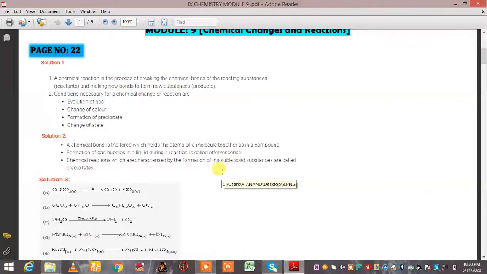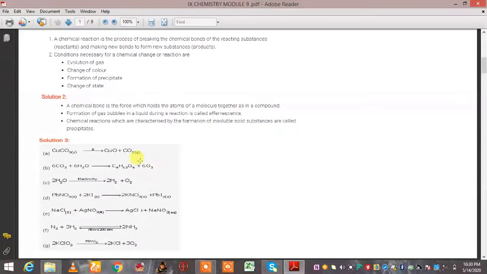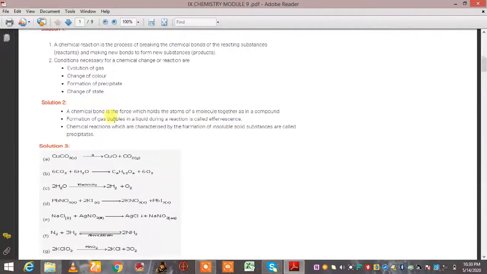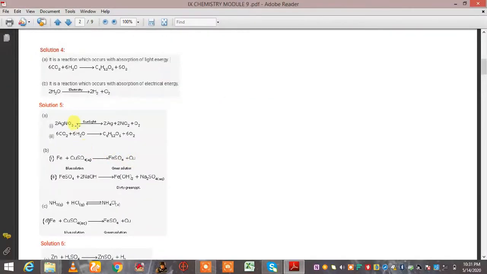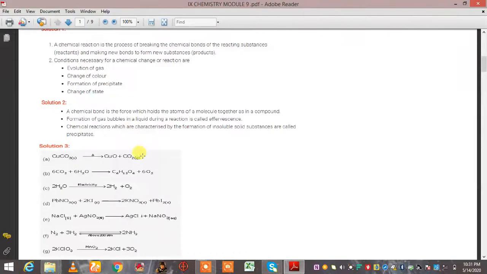Next, balancing reaction: CuCO3, after heating, is decomposing into CO plus CO2. Then CO2 plus H2O giving C6H12O6 plus O2. So after balancing with 6, it is a balanced reaction. So this is the answer for balancing the chemical reaction.